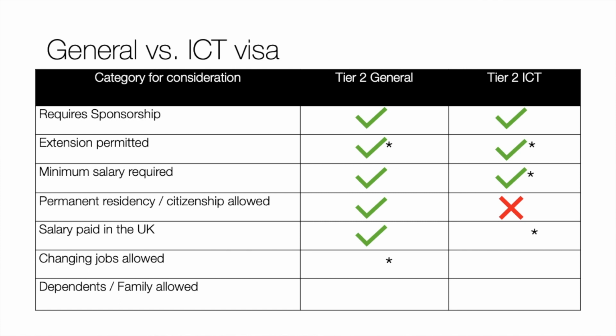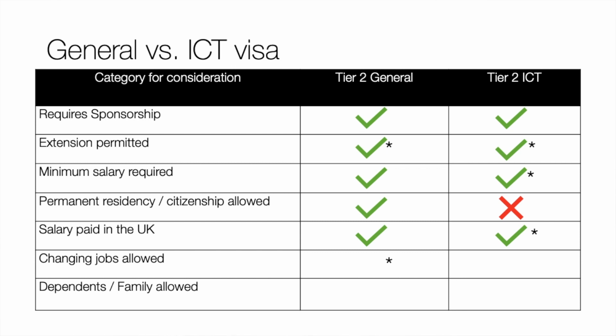On the ICT visa, now this I've got an asterisk there for a reason, which is basically this depends. So as I said earlier, if you're coming here for a long-term period, i.e. more than a year or up to 5 years, then you will basically be paid in the UK, and this depends on your personal contract with your company.